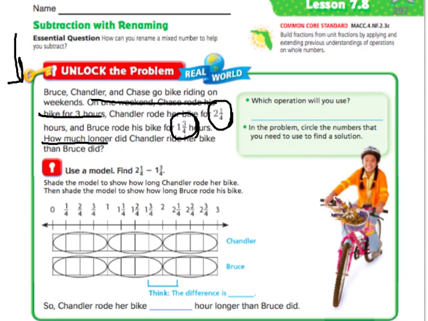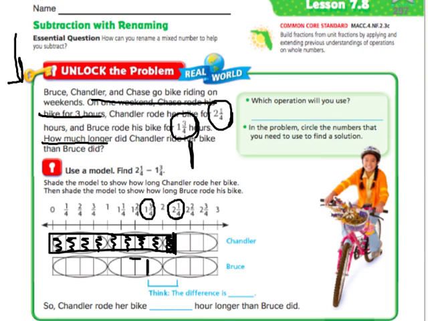We're first going to shade the model to show how long Chandler rode the bike. Chandler rode for 2 1/4, so I go all the way up to the 2 and 1/4. I'll stop right here at the 2 1/4, and so all this is colored in. The second step is to shade to show how long Bruce rode his bike, which was 1 3/4. So I find the 1 3/4 and I shade up until there. All this would be shaded in.